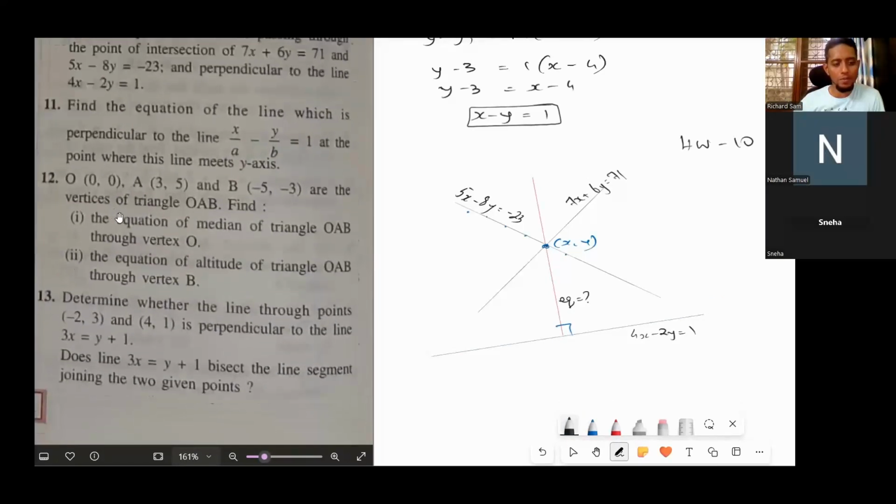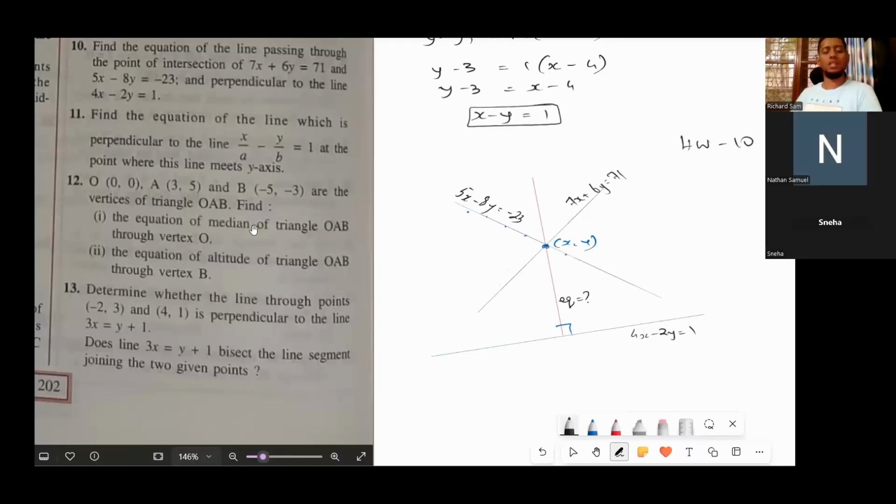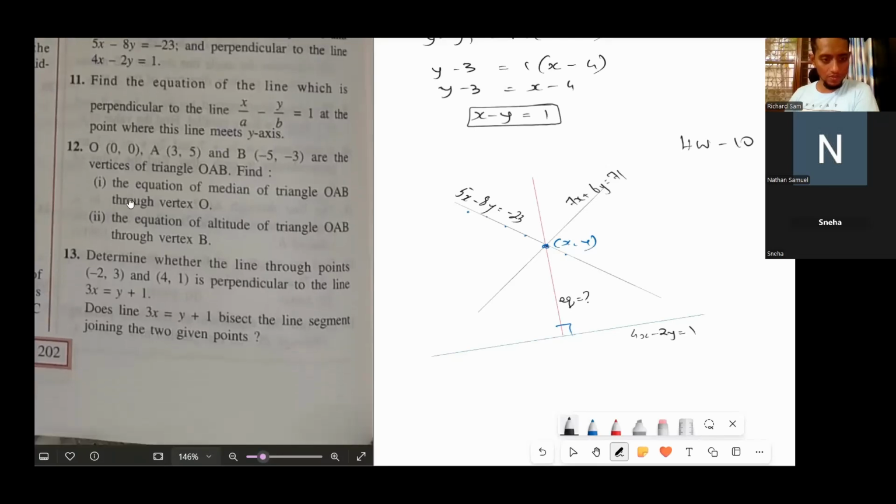Okay, look at this 12th question. O is given, A is given, B is given. They are the vertices of a triangle OAB. Find the equation of the median of triangle OAB through vertex O. Okay, so we have done a very similar question. So median means what? Midpoint. So midpoint through vertex O means you have to find the midpoint of AB. So you have 2 points now, the midpoint and the O. Using the 2-point formula you can find the equation. And the next one is the equation of the altitude. So with a point and a perpendicular line you can find it and do this. Alright, so this 12th one is also your homework.